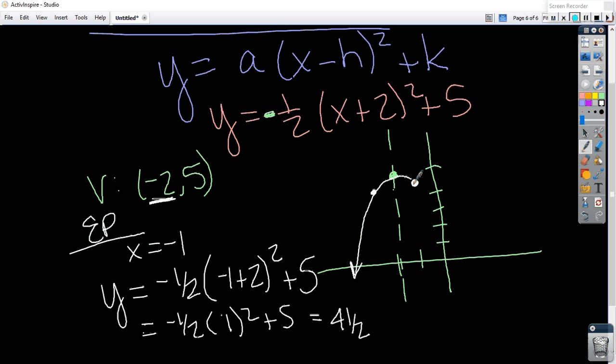Yes or no on the 3 forms? Yes. Okay. Good. Those would be my zeros. Those would be the solutions where it crosses.